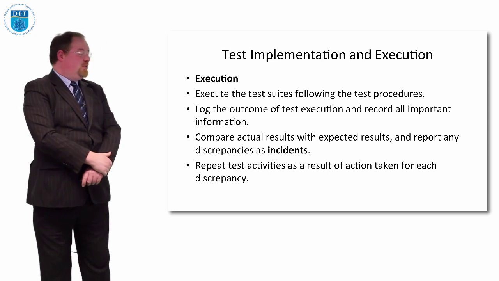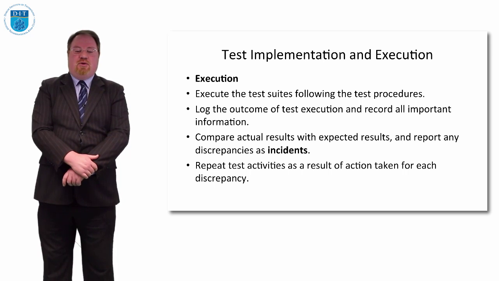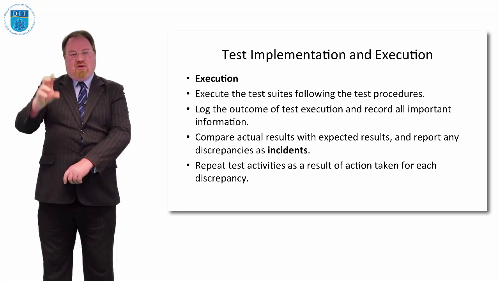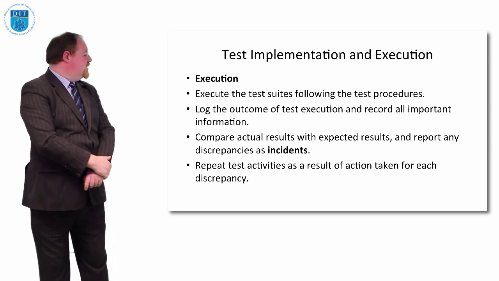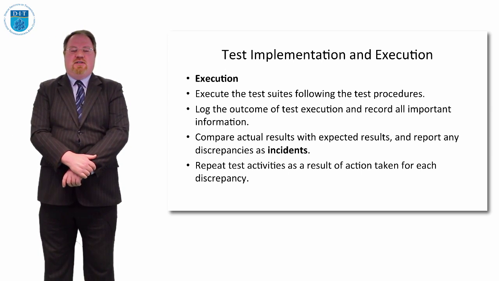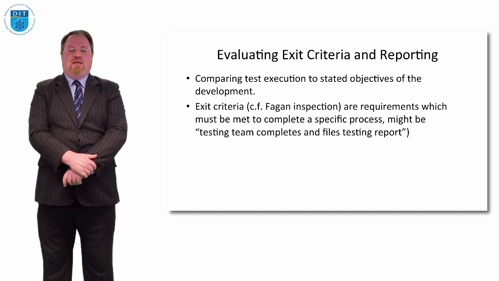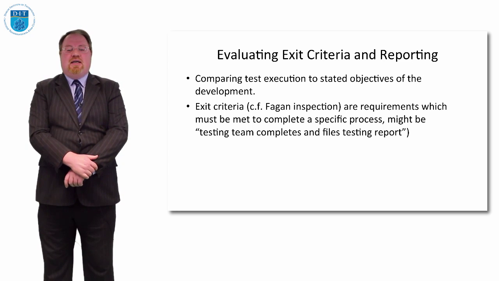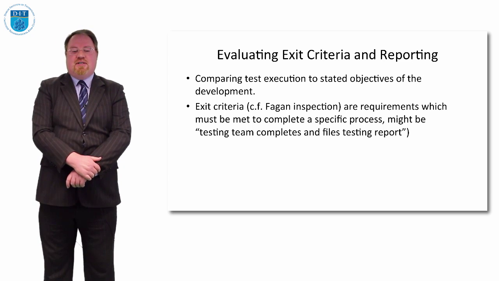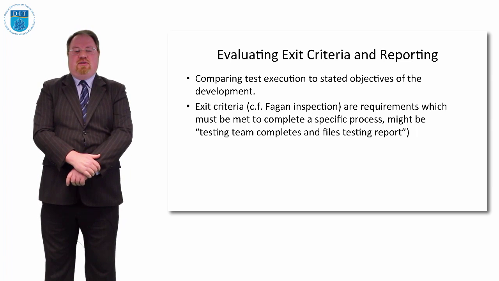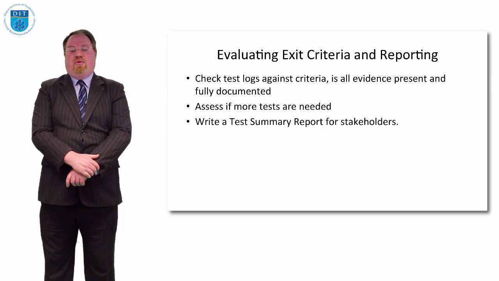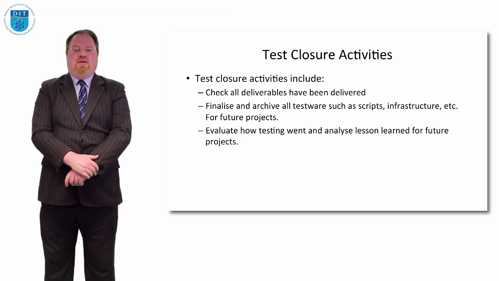And let's figure out what we expect in terms of results and let's look at what we actually got in terms of results. We'll run these automatically and then we'll read logs afterwards and the logs will tell us whether the system worked right or not. And then we can compare the test execution to the objectives of the development. And again, to get back to our exit criteria, decide when enough testing is done. And that's, as I said, using the logs. And we create a test summary report for the users or the customers.